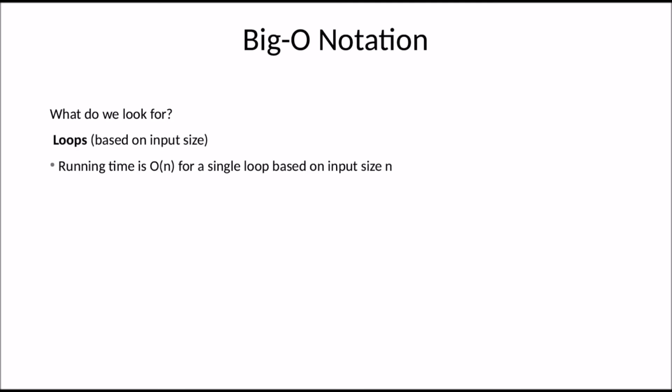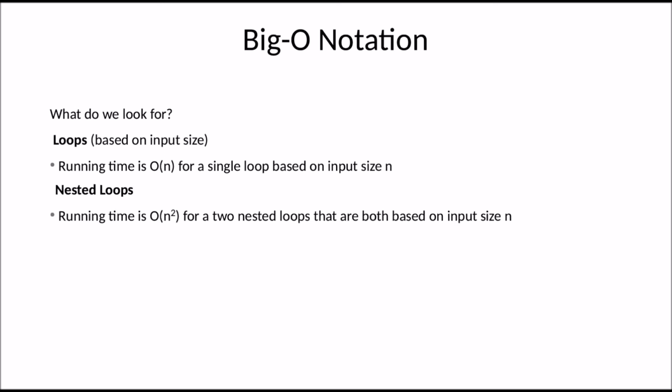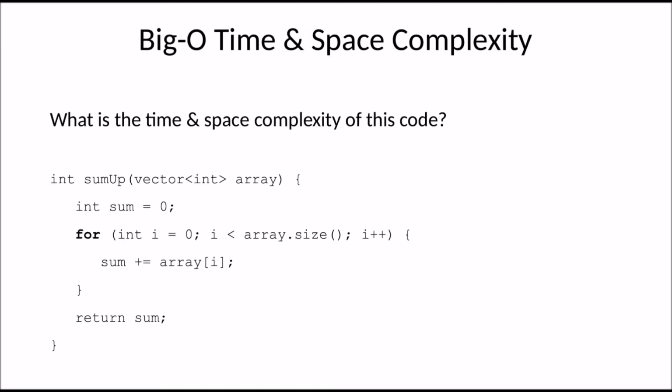So what do we look for? I mentioned we look at loops, but not any loops. We really focus on the loops that depend on input size. Now, if we have a single loop that depends on input, we have O(n). Then we also look at nested loops. So we have an outer loop and an inner loop. We have a nested loop. If they both depend on the input size, we have n quadratic.